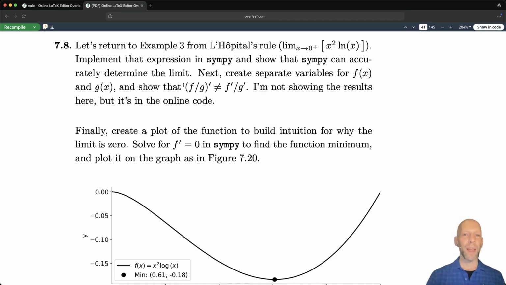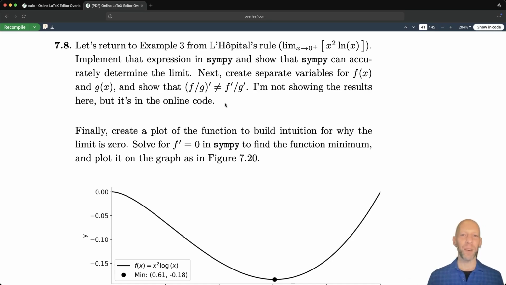Okay, so do that, and then this is just a little bit of a review from a previous chapter. I want you to demonstrate empirically in SymPy, using this function, that the derivative of f divided by g is not the same thing as the derivative of f divided by the derivative of g. This is a counterexample for the quotient rule, right? So this is not true. This equivalence here, or the inequality, is true.